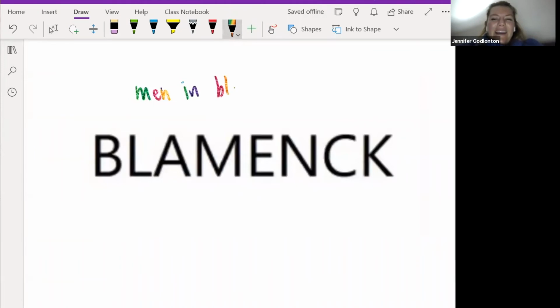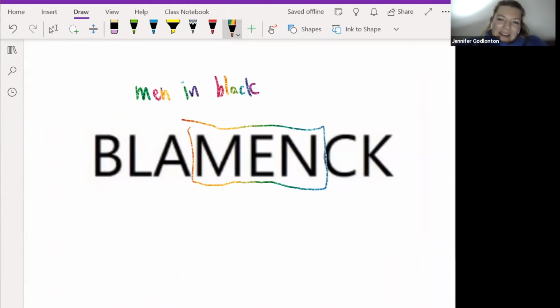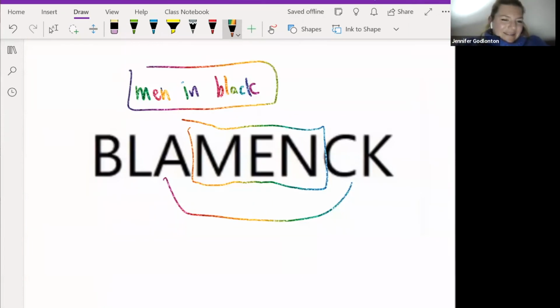In black. My hint was going to be it's a movie. But you see, there's men inside the word black. So it's men in the word black. Men in black. Moabi, you said men black. You didn't say men in black. There's no in.